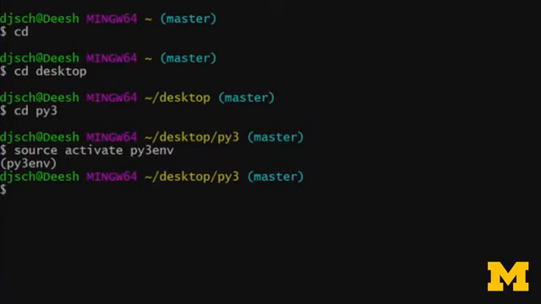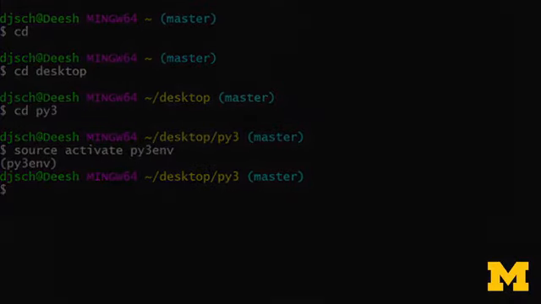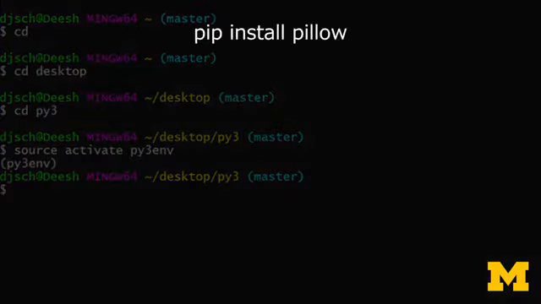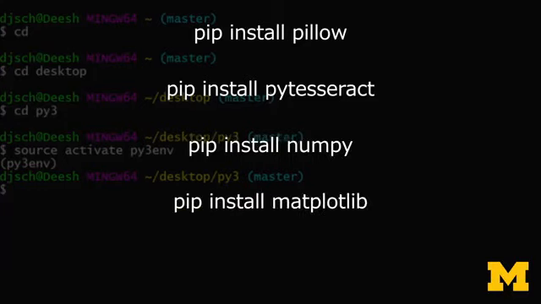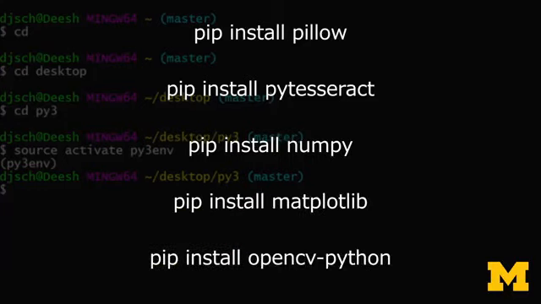Due to the power of editing, we're going to speed through the process of copying and pasting these downloads into your git bash shell or your command prompt. And additionally, on this computer, these packages were already installed, so don't be alarmed if you see different instructions in your command prompt. We'll install pip install pillow, pip install Tesseract, pip install numpy, pip install matplotlib, and pip install opencv-python.